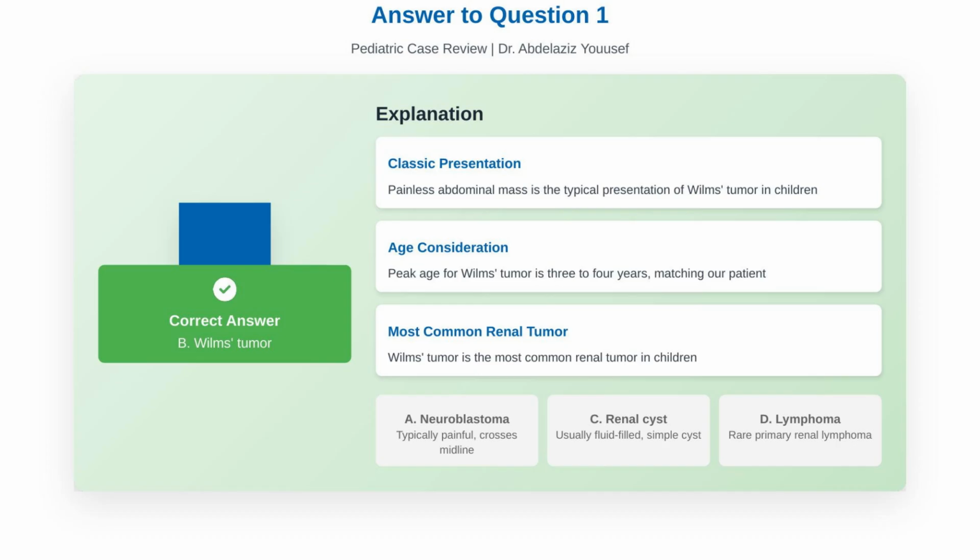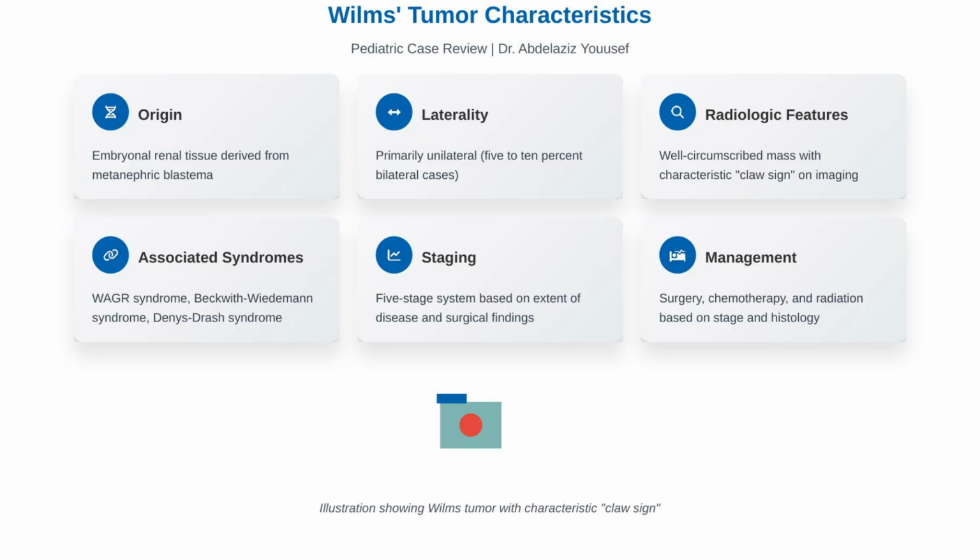Neuroblastoma usually presents with a painful mass and often crosses the midline. Renal cysts are typically fluid-filled and not solid masses. Primary renal lymphoma is extremely rare in children. The painless nature of the mass, the age of presentation, and the location in the flank are all classic features of Wilms tumor. Wilms tumor originates from embryonal renal tissue and is the most common renal malignancy in children.